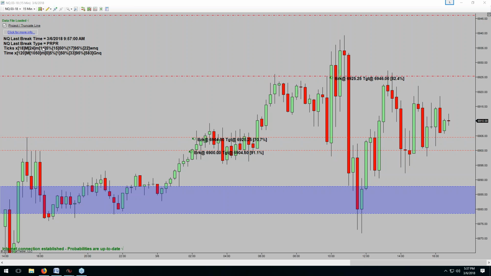So the minimum amount you could expect is 14 ticks, let's say. Maximum is 24, and the average is 18. When you look at the time and you see the average number of minutes that it took to hit 18 ticks is 120 minutes, that's 2 hours. Are you going to sit for 2 hours waiting for 18 ticks?